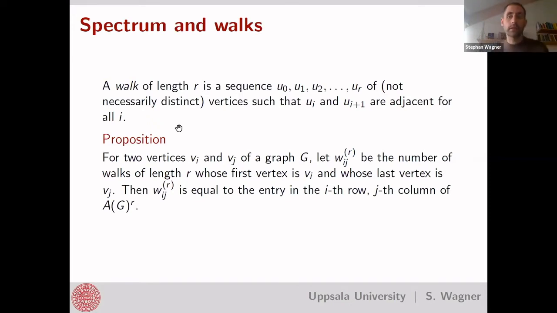A very basic instance is counting walks. Now, a walk of length r is just a sequence of vertices. They don't have to be distinct. So this is maybe a difference from a path in a graph. In a path, you usually assume that you're just walking along distinct vertices. You're never getting back to the same vertex again. But in a walk, you're explicitly allowed that. So you can come back to the same vertex repeatedly. It's fine, as long as with each step, you're going from a vertex to an adjacent vertex.